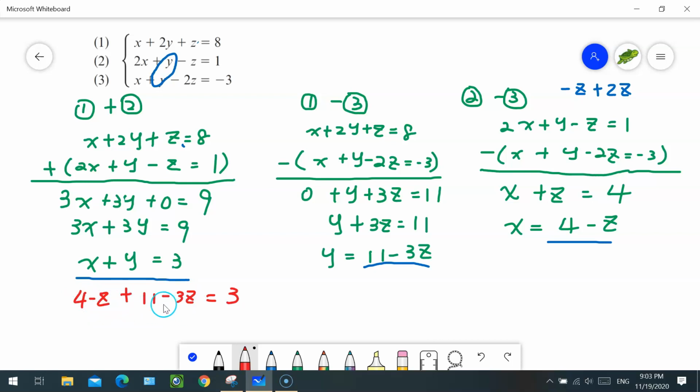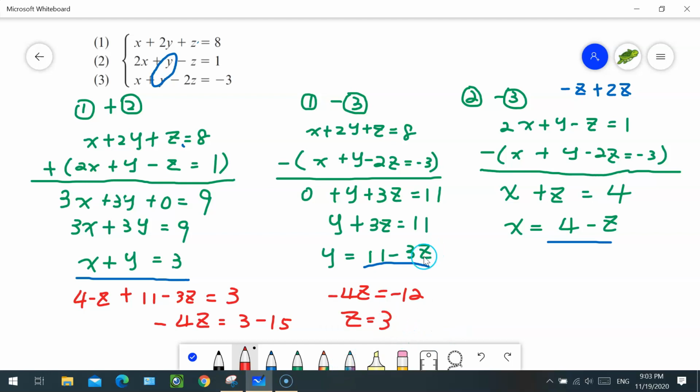We have minus z minus 3z, which is a minus 4z. 4 plus 11 is 15. When the 15 goes to the right side, it turns to minus 15. So now we have negative 4z is equal to negative 12, which is z equal to 3.